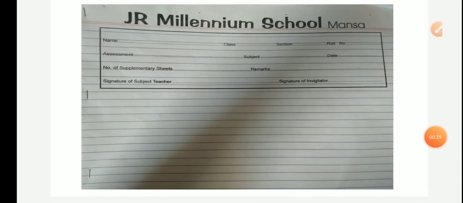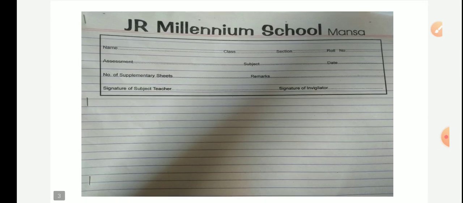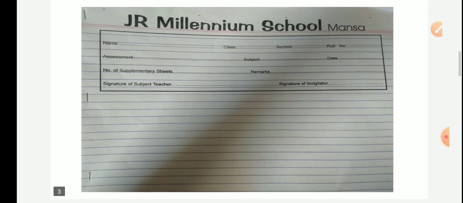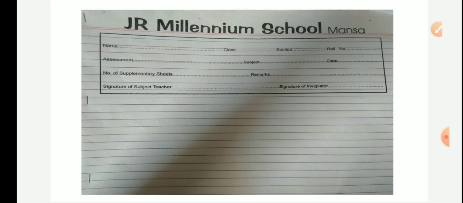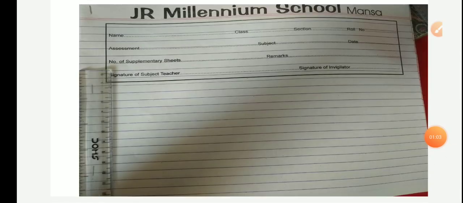This is the first page of your answer sheet. Write your name in the name column, then class, then section, then leave the roll number column because you are not assigned your roll numbers yet. Then write UT1 in the assessment column, then your subject and then the date. Write the number of supplementary sheets, the extra sheets that you will be using, here.